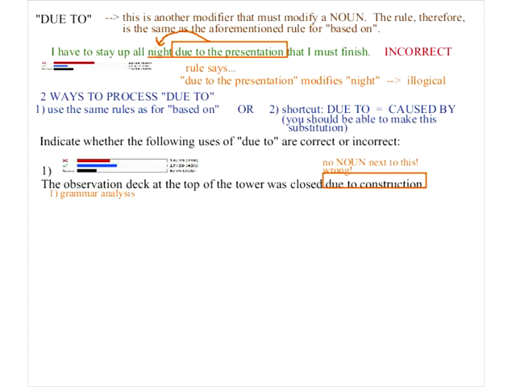If you do a substitution, this is the observation deck was closed caused by construction. I mean, that's definitely incorrect. And remember we said this substitution is 100% reliable. And if the sentence doesn't work with caused by in the place of due to, then it's wrong. So this is wrong. Smiley face if this makes sense.